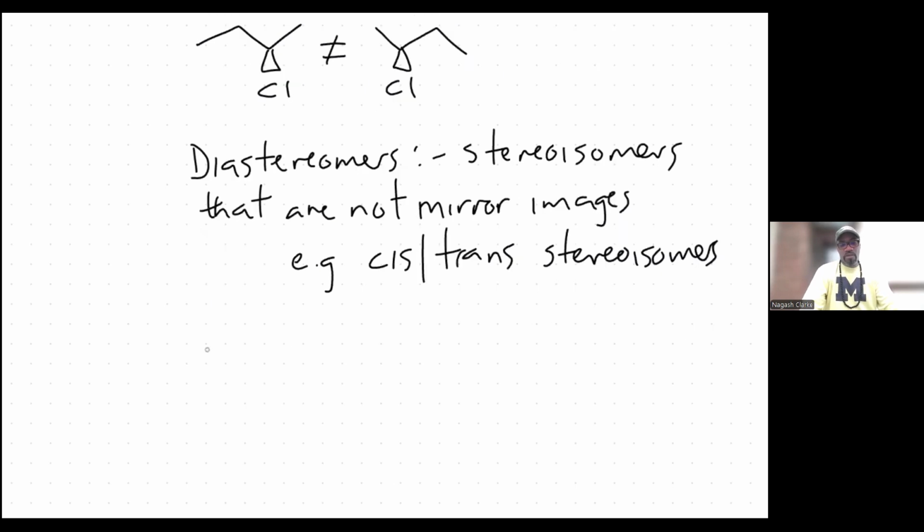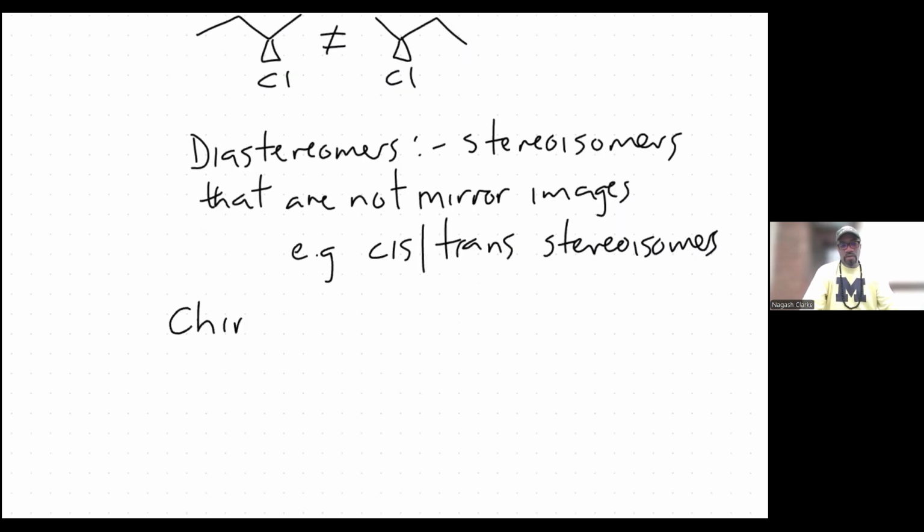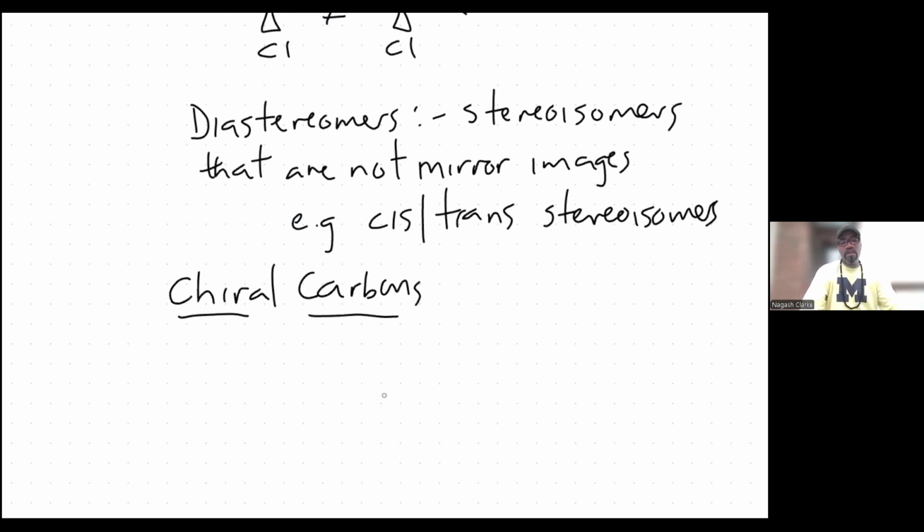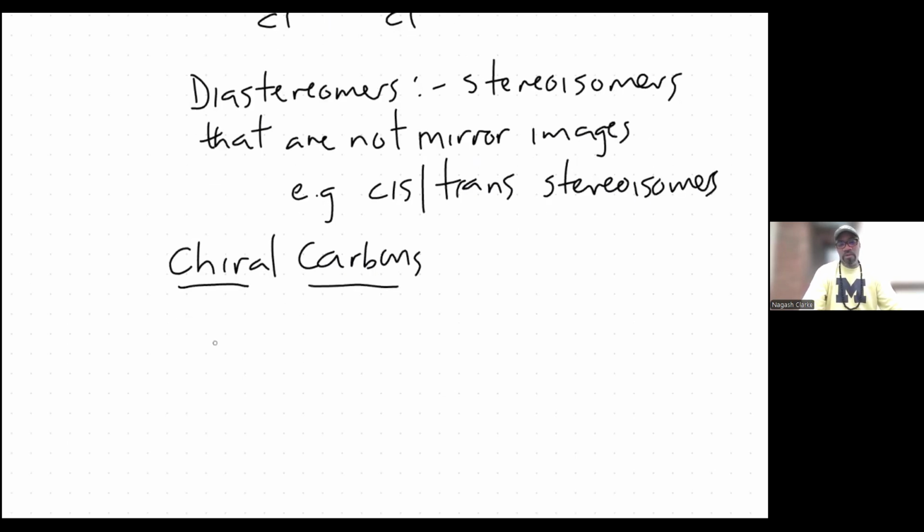So we have to talk about chiral carbons. That's foundational to understanding enantiomers, diastereomers, some of these stereoisomers. So a carbon with, oh, I'm writing faster than my brain is processing, with 4 different attachments.